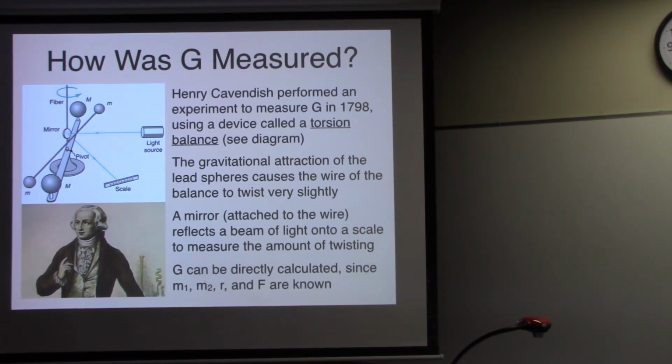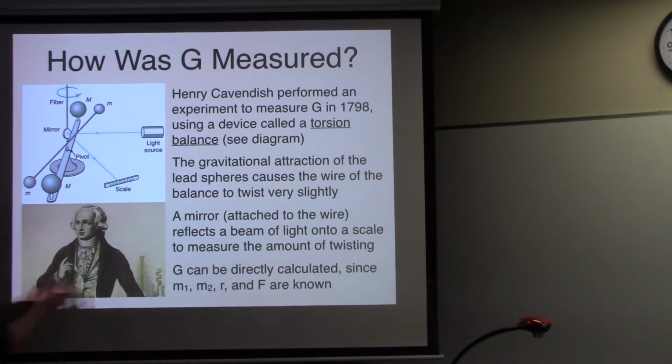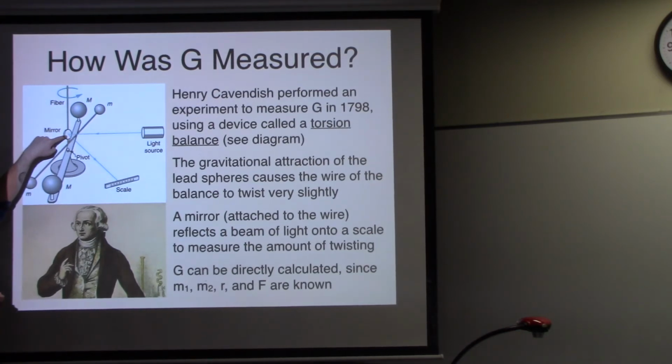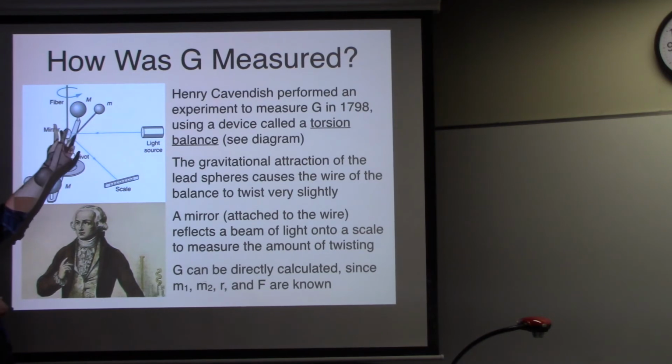That's the idea. If we're going to measure the amount of twisting in this wire, it's so small that you can't just look at the wire and see it twist. You have to do something else, because the amount of twisting is so small. So what we have is a light source. It shines onto a mirror right here, and this mirror is attached to the wire, so it's twisting along with the wire.